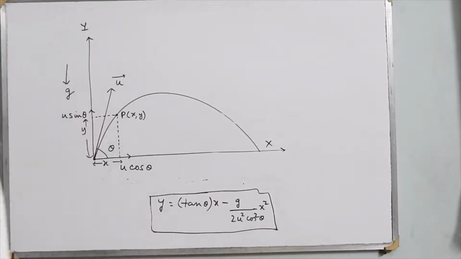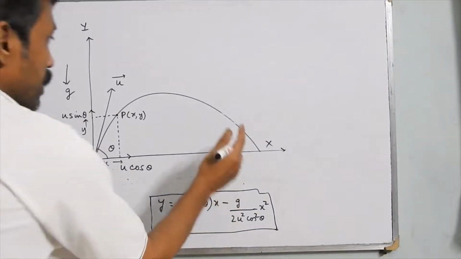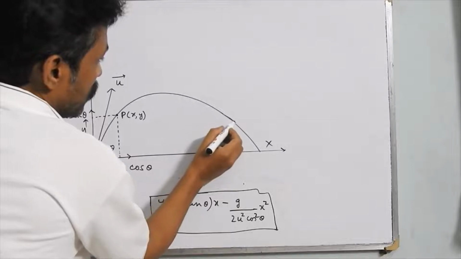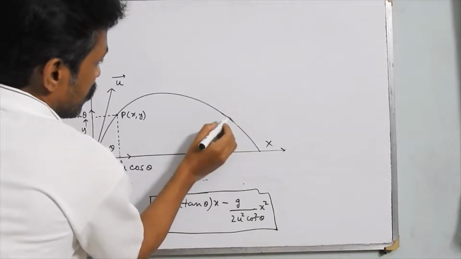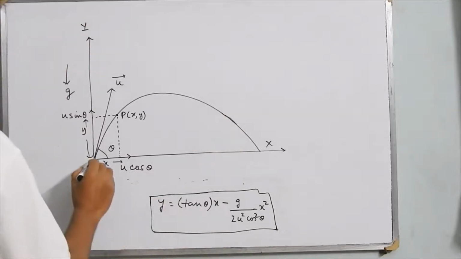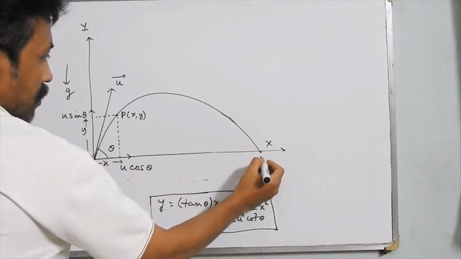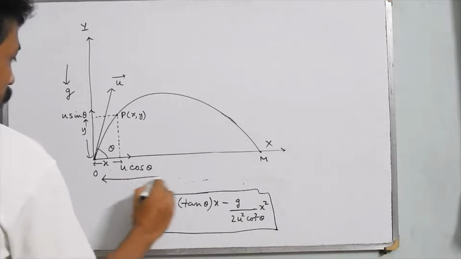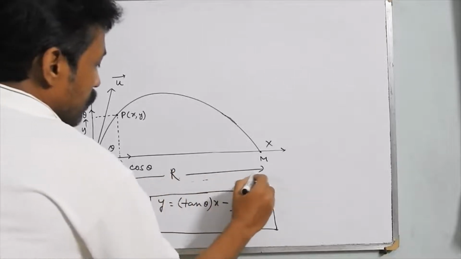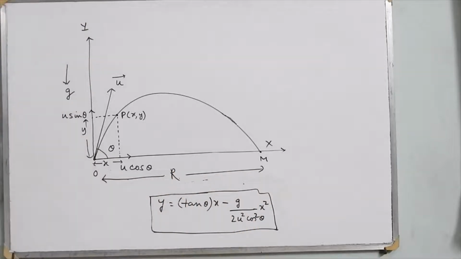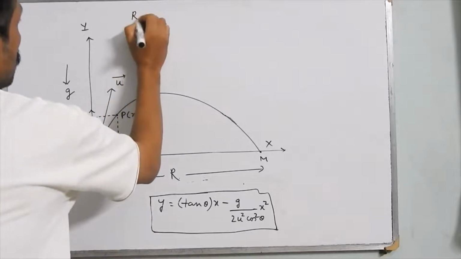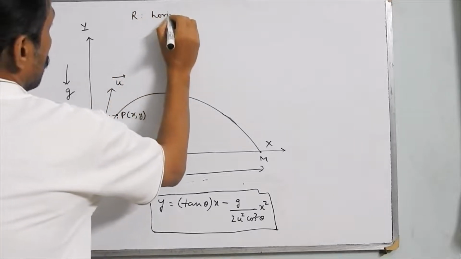So let us start with the distance covered on the ground. The distance covered on the ground is called the horizontal range. This distance from the point of projection to this point, suppose this point is say M, is called the horizontal range, and it is denoted as R. So this R is the horizontal range.